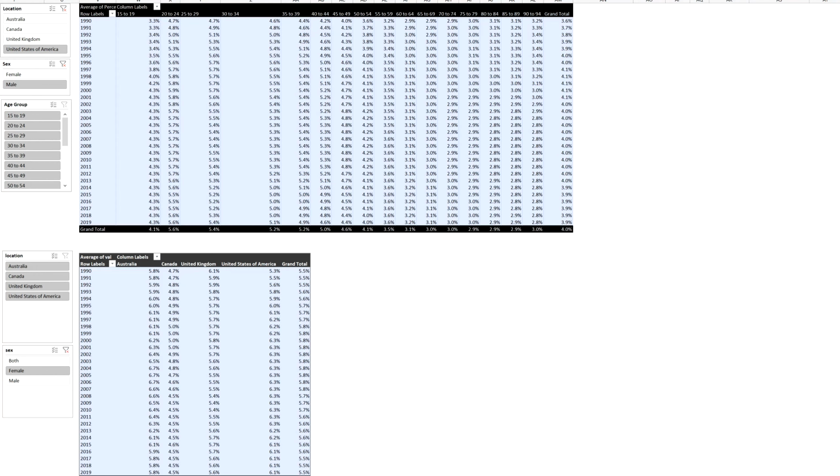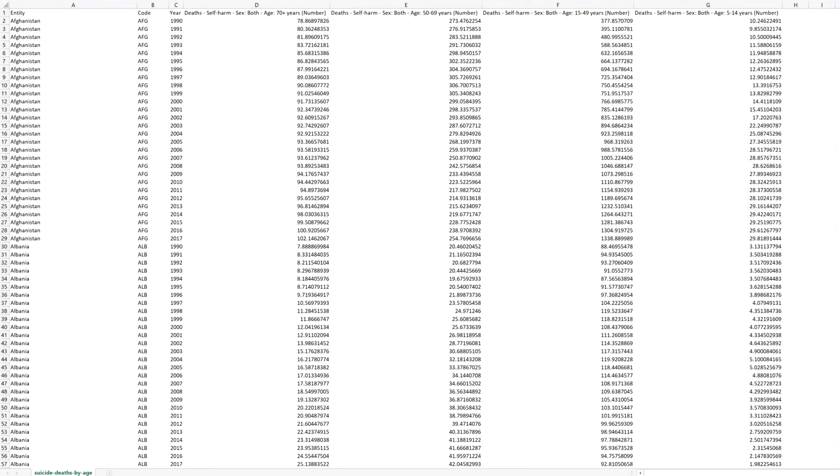Using pivot tables, we were able to filter out the information that we needed and then copy and paste it into the aggregated file. And similarly, we did that for all other data sources that we pulled the information from.